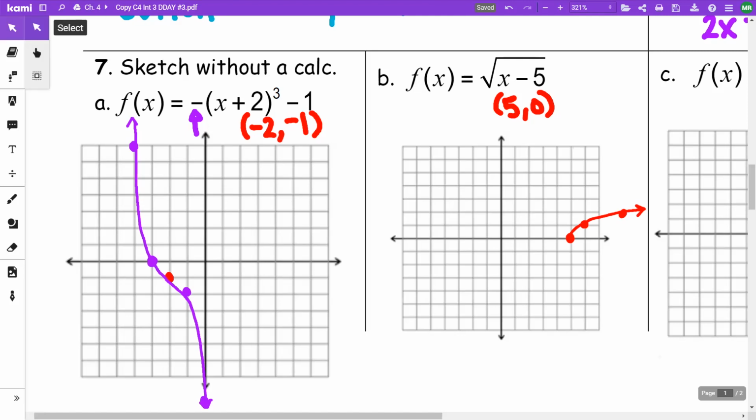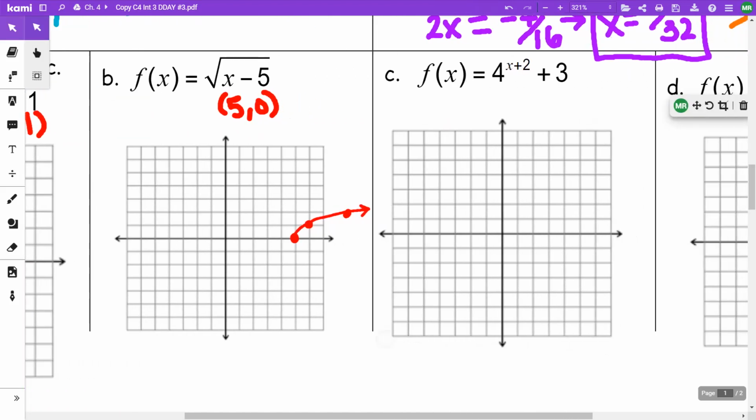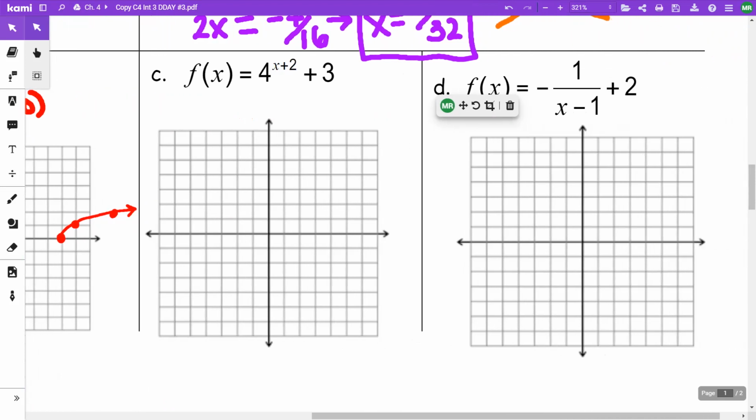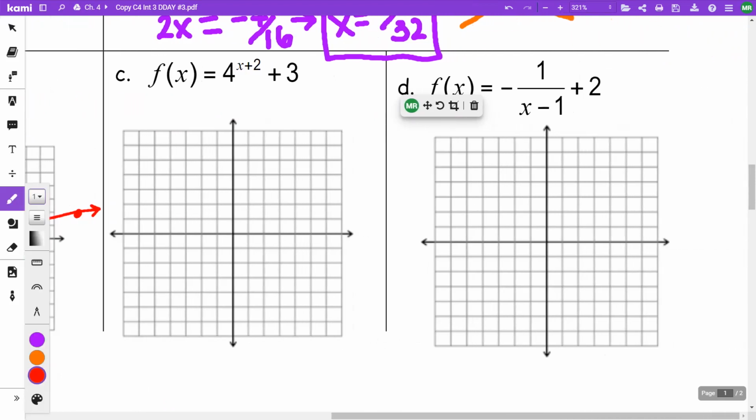On letter C, let me move it so I get both of these in here. Okay, so on letter C, if we think of a locator point for this, it would be -2, 3. So if I went to -2, 1, 2, 3, that point is going to be important. It's going to be where my asymptote is going to go. So I am going to have a horizontal asymptote at y equals 3.